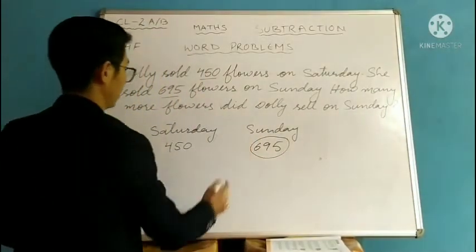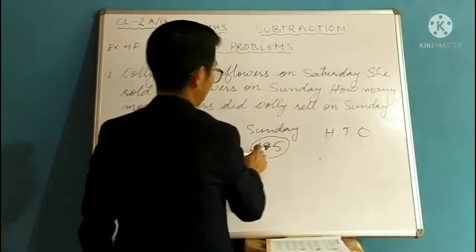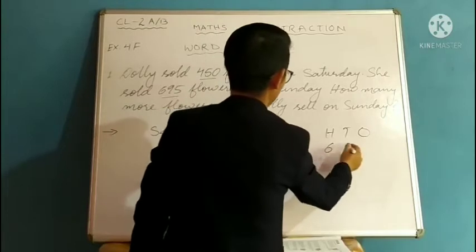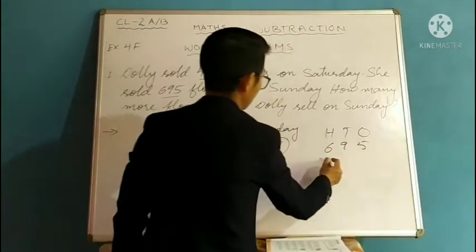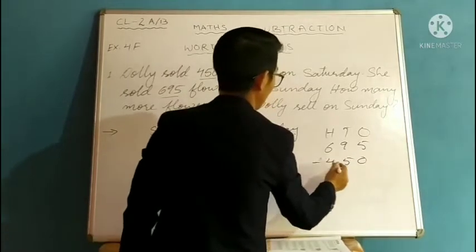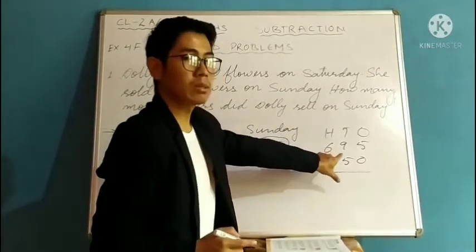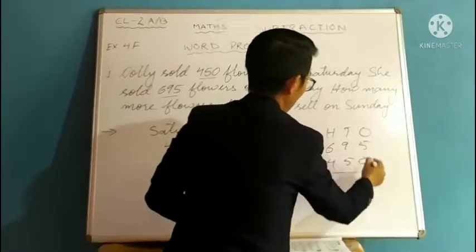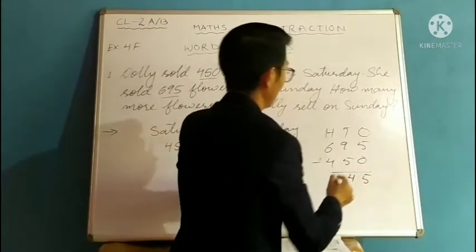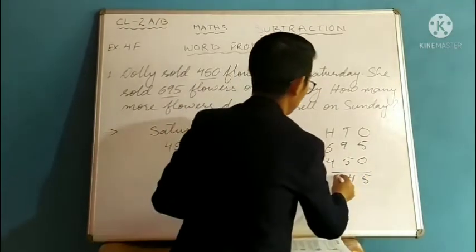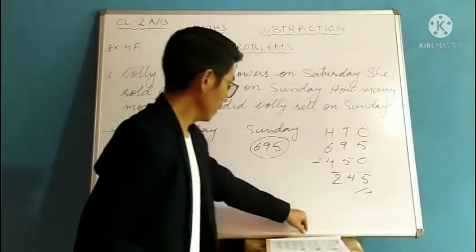So it is clear. You need to do it this way. Bigger number 695, then 450, minus. When you do this sum, 5 minus 0 is 5, 9 minus 5 is 4, and 6 minus 4 is 2. Now you got 245 here.